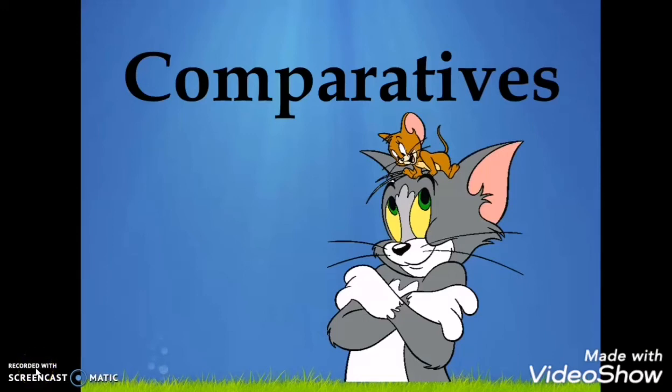Today our grammar lesson is about comparatives. What do we mean by comparative? When we are going to compare between two people, two animals, two things, we use some adjectives in the form of comparative. So we use the comparative form when we are going to compare only between two people, two animals, two things, only between two.